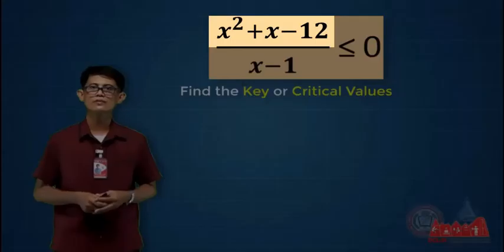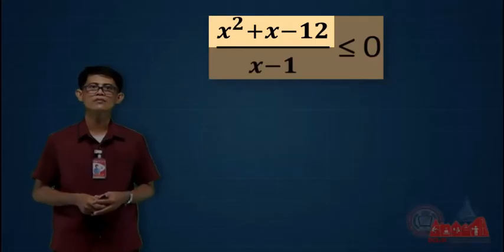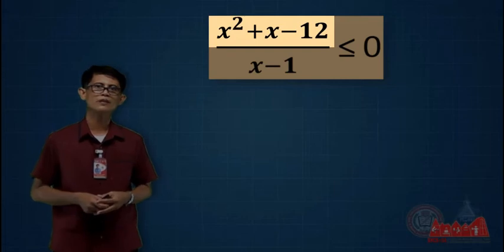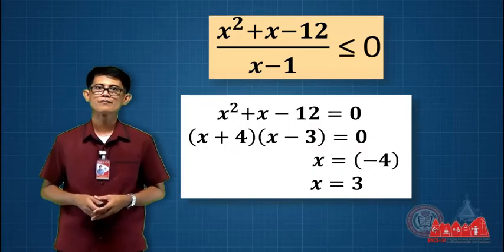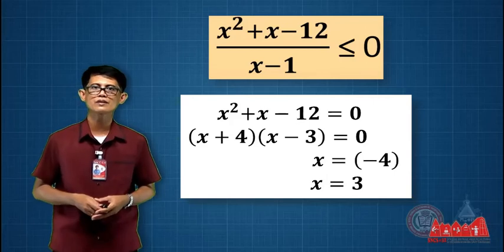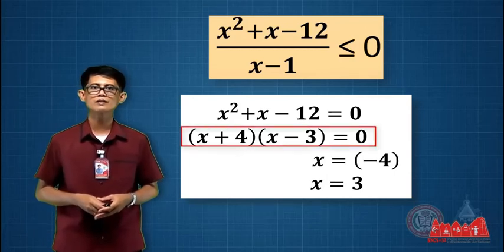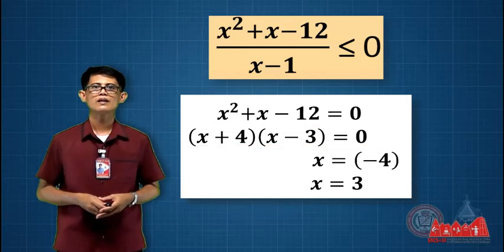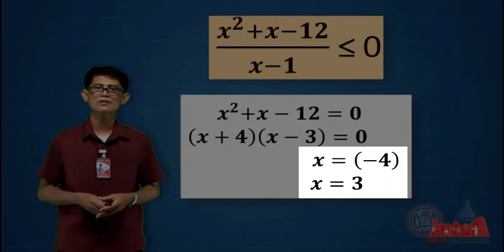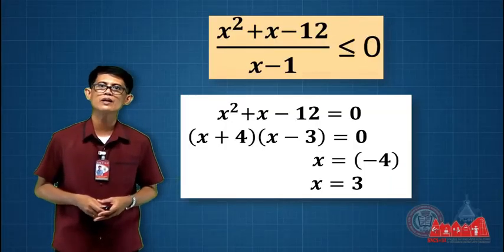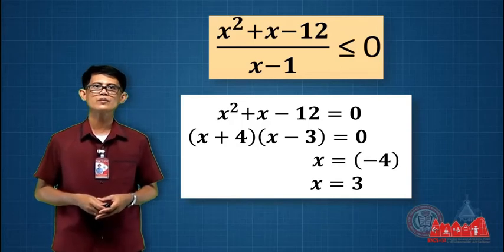Equate the numerator to 0. Apply factoring and solve for x. That is x squared plus x minus 12 equals 0. Factoring this, we have (x plus 4) times (x minus 3) equals 0. So our values of x are x equals negative 4 and x equals 3. This means that the rational inequality will be 0 for x equals negative 4 and x equals 3.